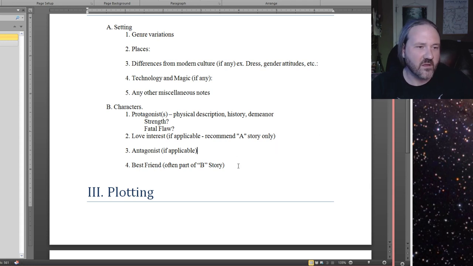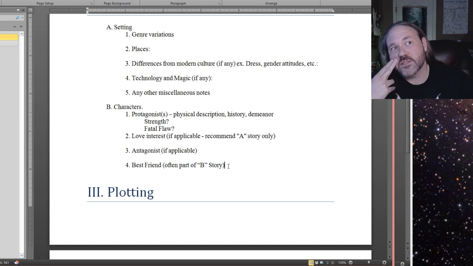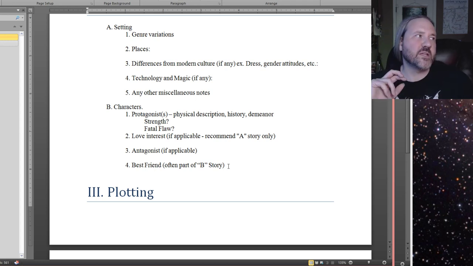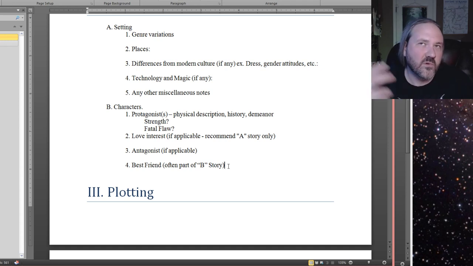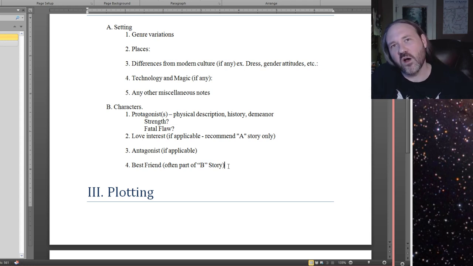That'd be pretty standard. Antagonist would be whoever's working against the main character. So in some cases you don't have one. And the antagonist doesn't need to be super fleshed out. That's not that necessary. Like Sauron, what are Sauron's character traits? What are the character traits of Sauron?